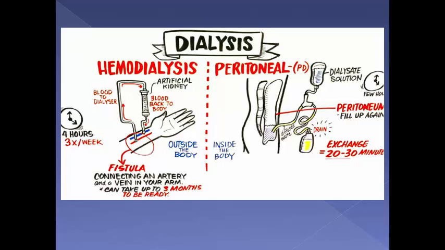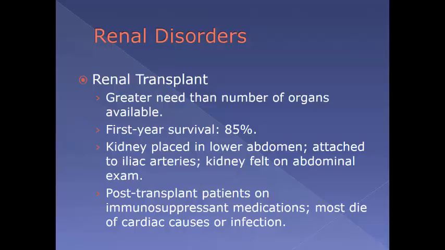So there's pros and cons there. Now, for a renal transplant, like I said, a lot more people need it than there are organs. The neat thing, I think, is that the kidney is actually placed in the lower abdomen and attached to the iliac arteries, and you can feel it if they're thin enough on an abdominal exam. They don't take the other kidneys out. They just attach this new one in, and it takes over, which is just really awesome, I think.